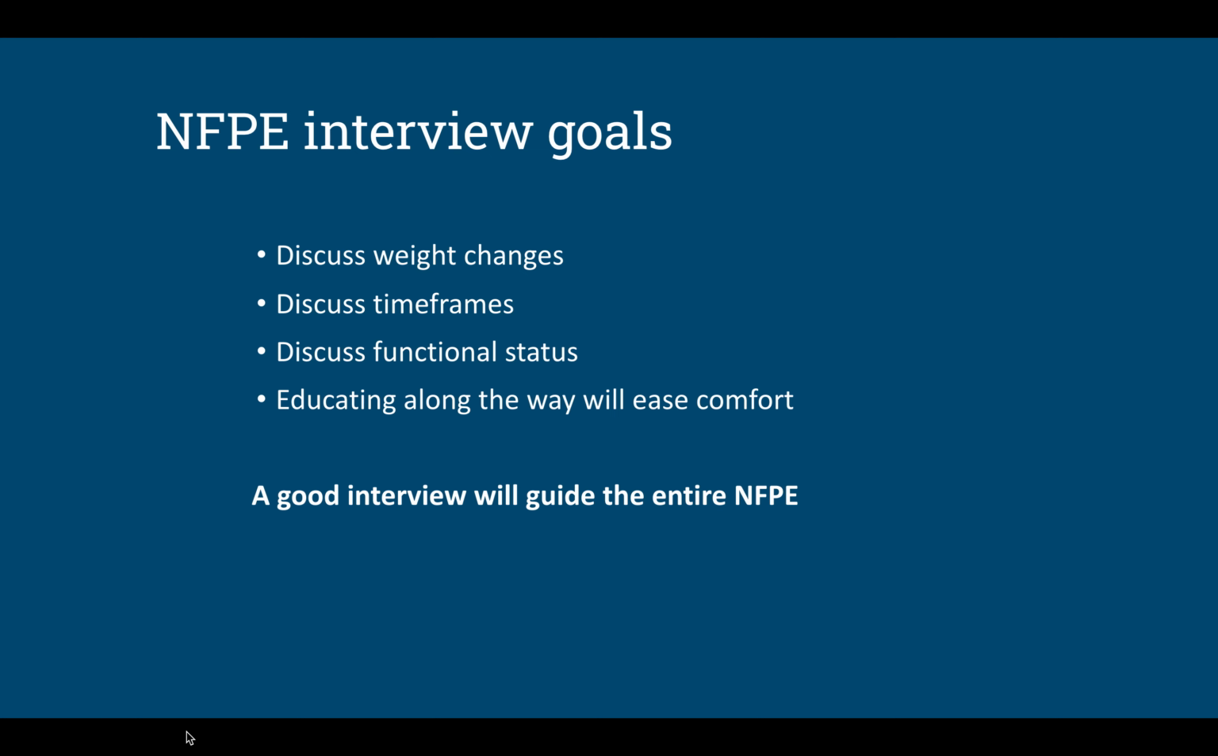So, what are your goals for the NFPE interview? Well, the information that you want to get is if there's any weight changes, because as I mentioned before, the patient could be heavy, but if that patient still lost 2%, 5% in a week, 2 weeks, a month, that will also reflect malnutrition, or one characteristic of malnutrition. You also want to discuss the functional status because that's another characteristic of malnutrition. And then you want to educate along the way to ease the patient into it.